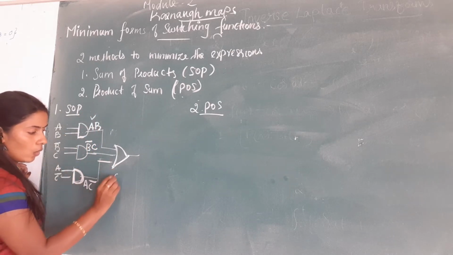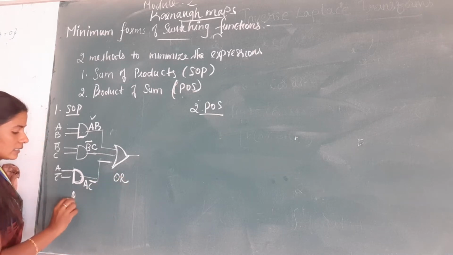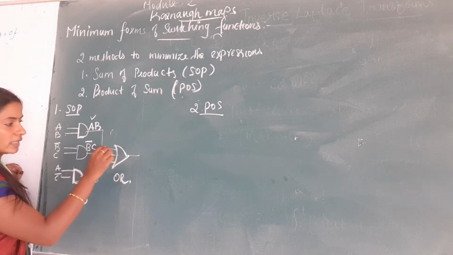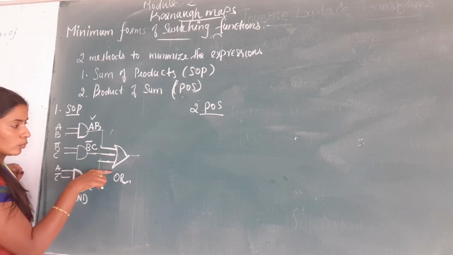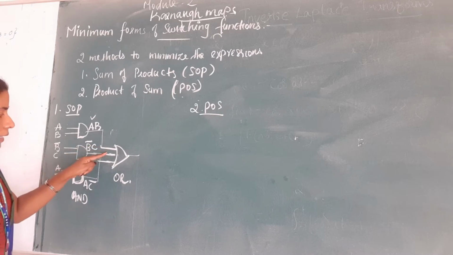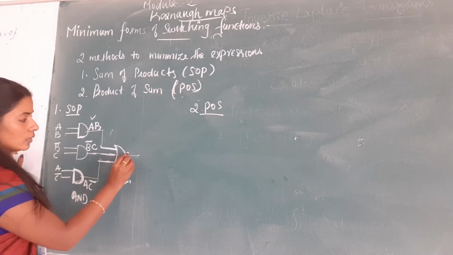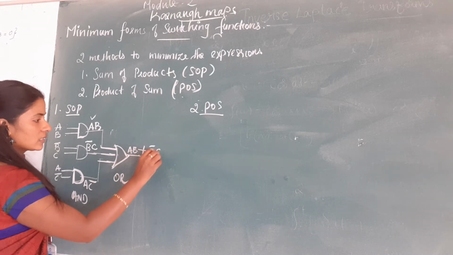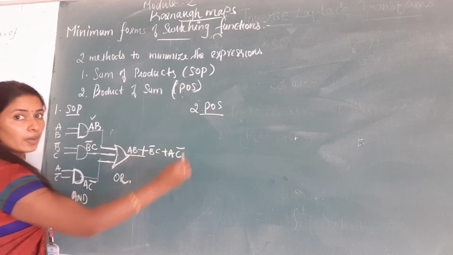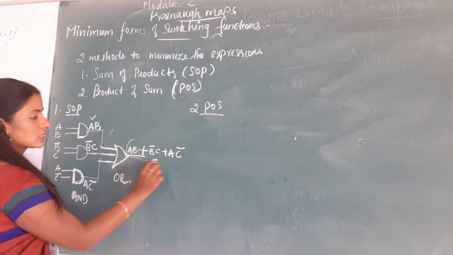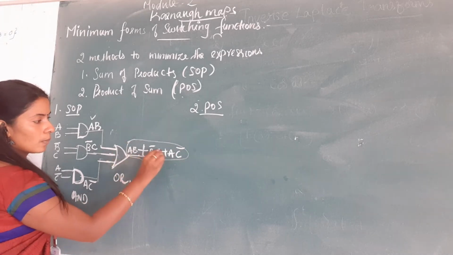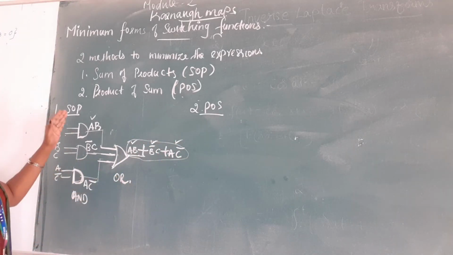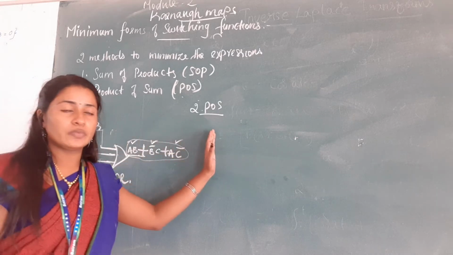Next I have an OR gate. What will the OR gate do? It will give the sum of all three inputs. The three inputs are A, B, B bar C, and A, C bar. So here I will get A B plus B bar C plus A C bar. This is my sum of product. This is SOP.